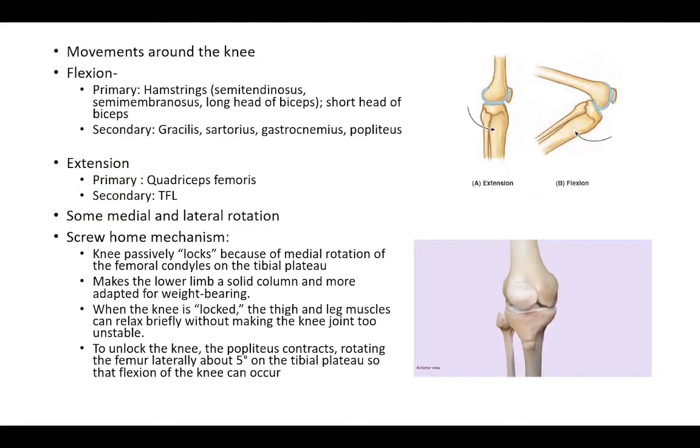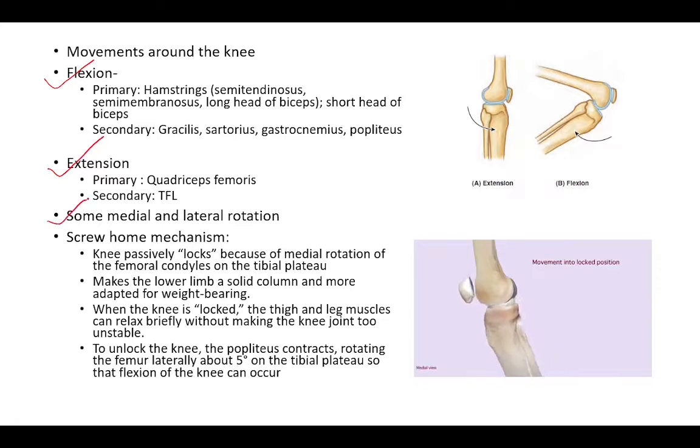The movements around the knee are flexion, extension, and some medial and lateral rotation. The primary flexors of the knee are the hamstrings, which include the semitendinosus, semimembranosus, the long head of the biceps, and the short head of the biceps. The secondary flexors are the gracilis, the sartorius, the gastrocnemius, and the popliteus. Extension is done by the quadriceps femoris.